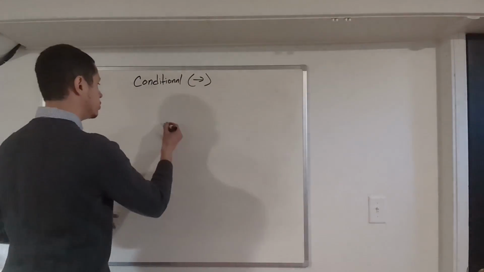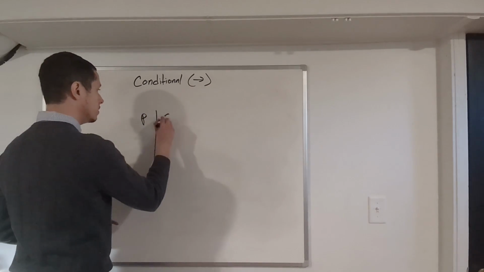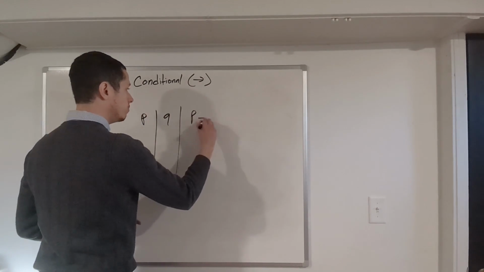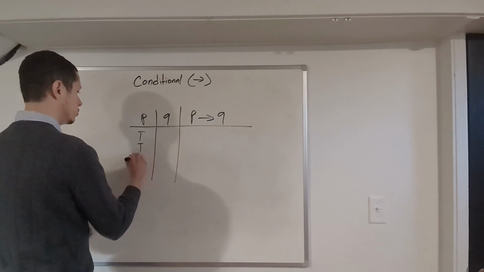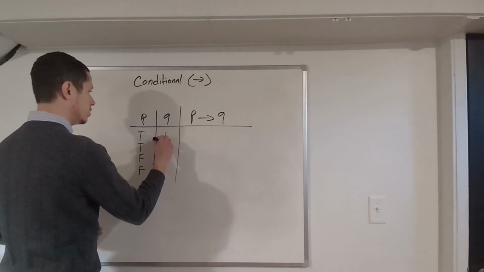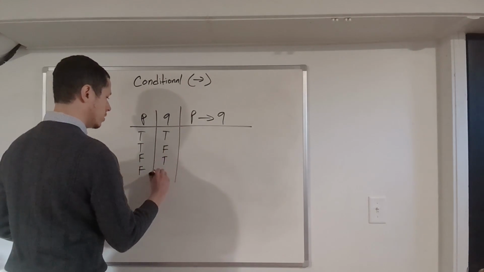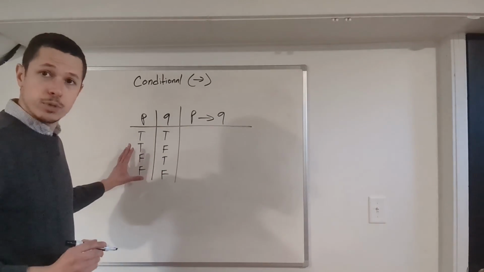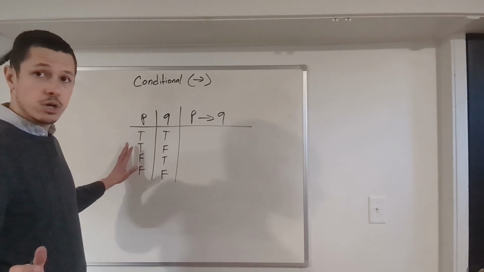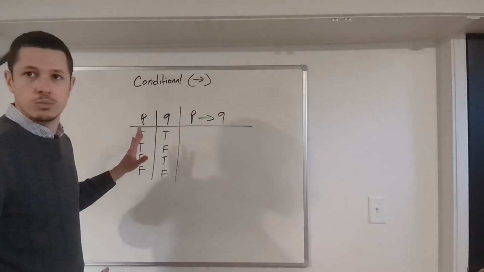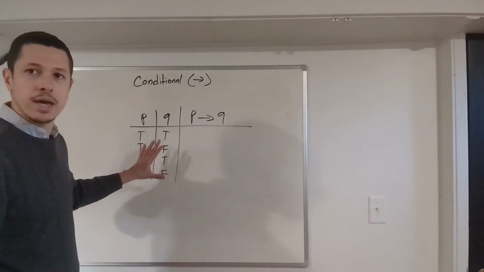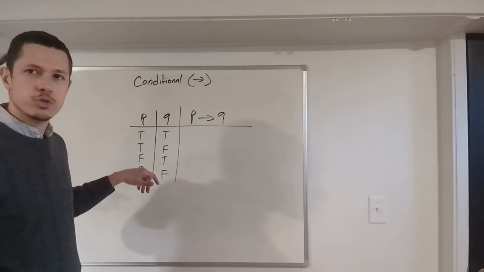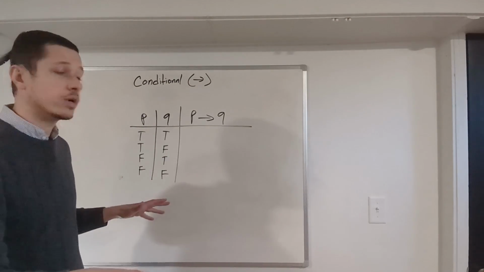And let's write the truth table. So P, Q, P arrow Q: true, true, false, false, true, false, true, false. If you don't know how to set up a truth table, I recommend watching my video on how to set up truth tables, because there I talk about why this is the arrangement of truth values and how many you need to write and so on and so forth.